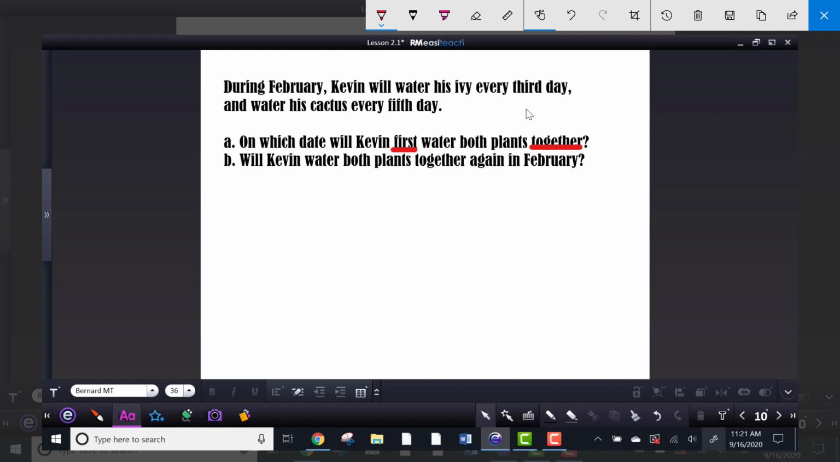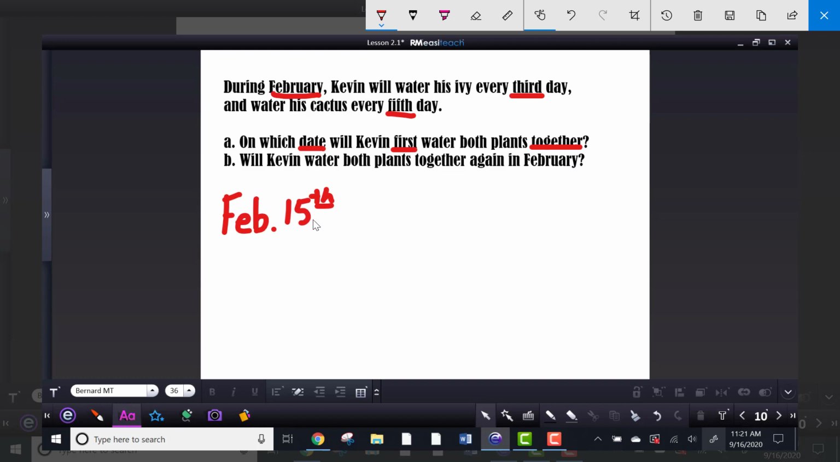So how do I know which two numbers I'm dealing with? It's the third day and also the fifth day. So I need to find the least common multiple of 3 and 5, which is 15. Now they're not asking for 15, they're asking which date. So think this through. It's going to be February 15th. So A will be February 15th. Least common multiple more than likely is going to answer that first question, the one asking which is the first and also together.